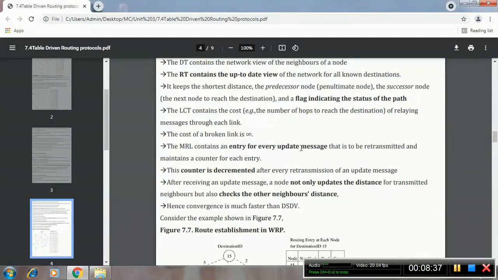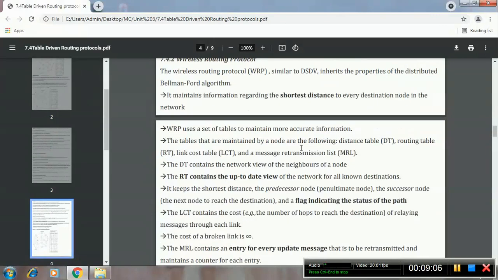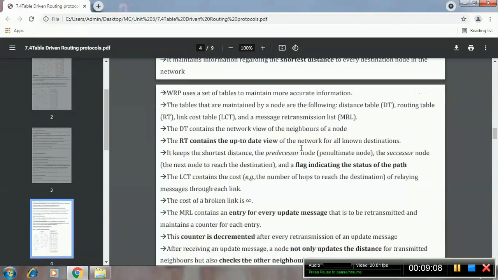After receiving an update message, a node not only updates the distance for the transmitting neighbors, but also checks the distance of all other neighbors. So it not only updates the neighboring node's distance, it also checks the distance of all other neighbor nodes. Hence convergence is much faster than DSDV. So it is somewhat an advanced version compared to DSDV. Which one? WRP, wireless routing protocol.